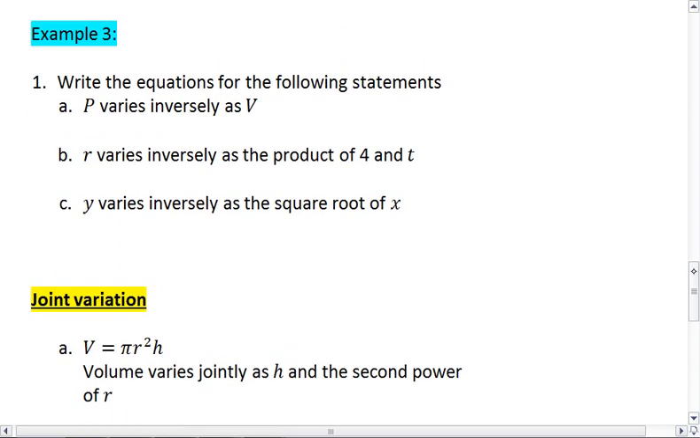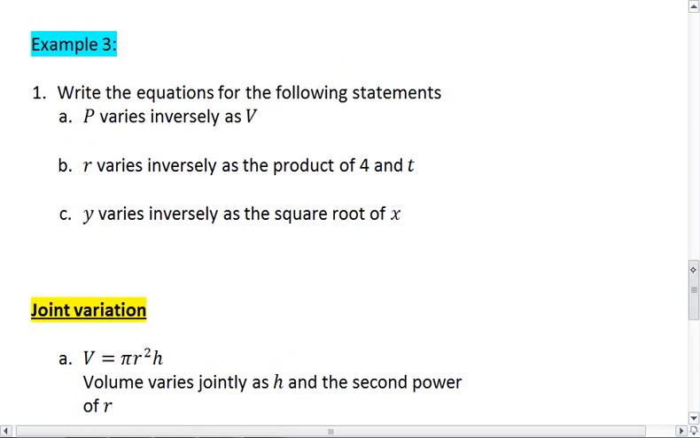This brings us to example 3. So I want you to write the equations for the following statements. Again, use k as your constant of proportionality. Pause the video, work through these questions, resume when you're ready to see the answers.